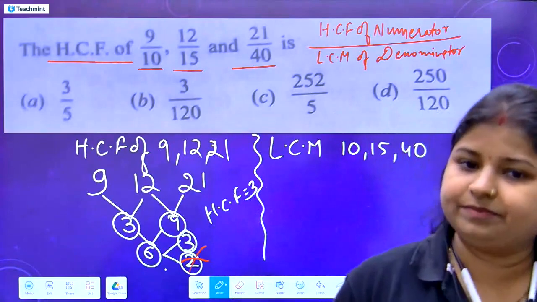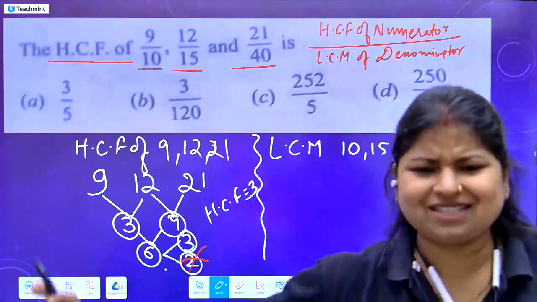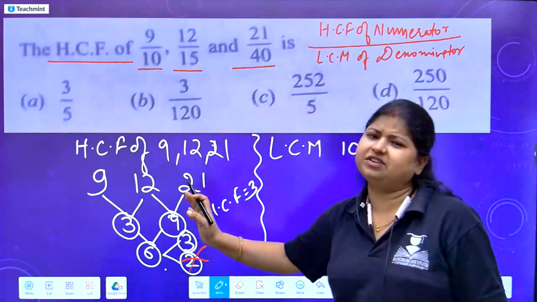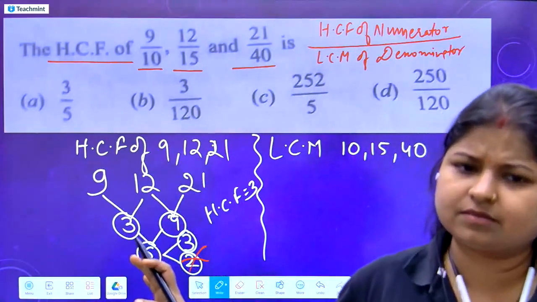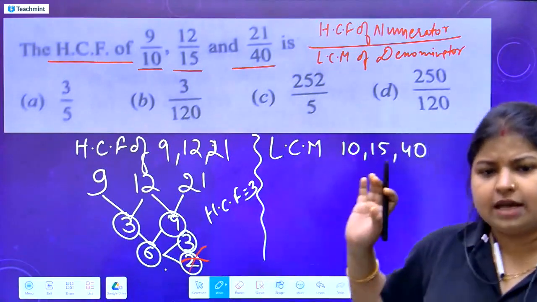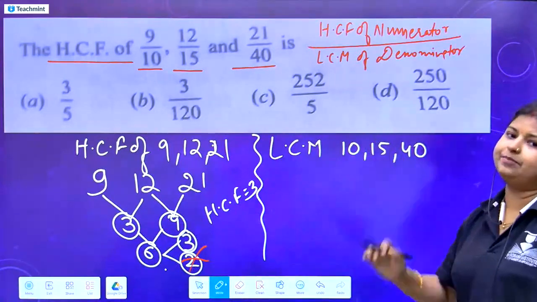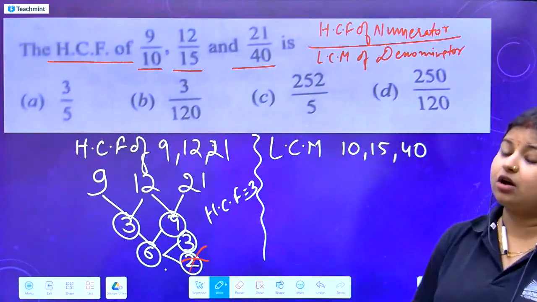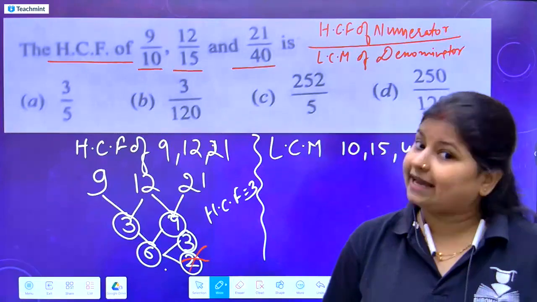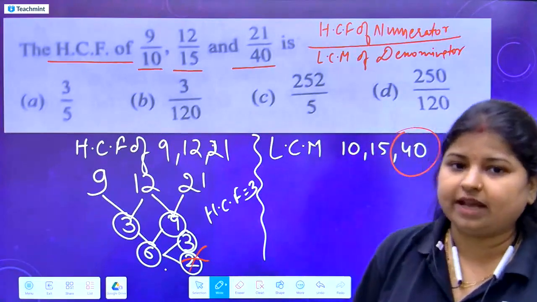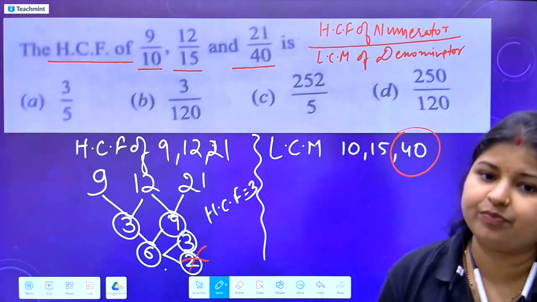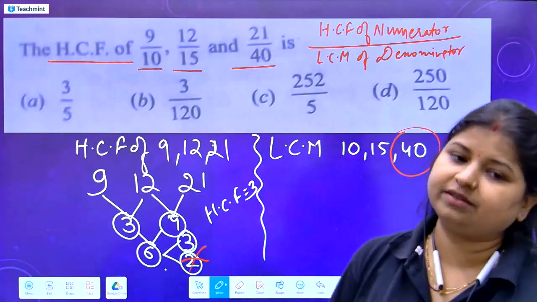Got it, everyone? This we learned in the first class of HCF and LCM. Any doubts in this? No? Now coming to LCM. What I taught you in the last class, that LCM is the highest number, right? LCM is the highest number. Yes, Yashashwini?